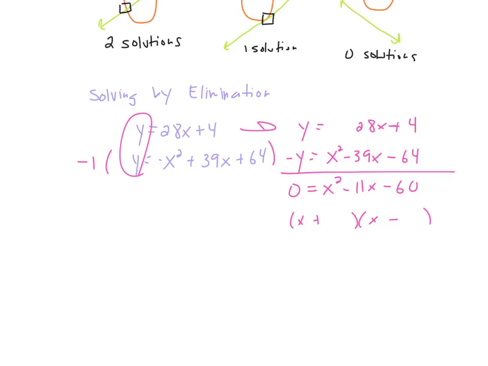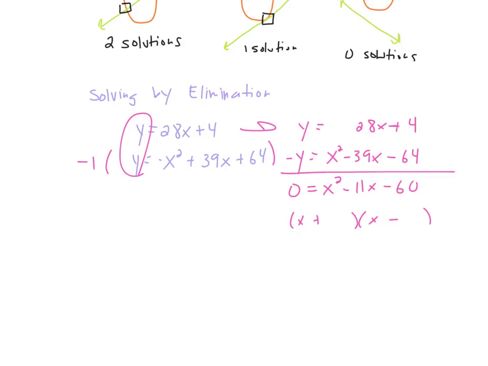And then I know, do I have two things that I can multiply for 60, but that I can combine or have a difference of 11? Well, we can try different options here, and it turns out that yes, there is 15 and 4 multiply to 60, and they have a difference of 11.